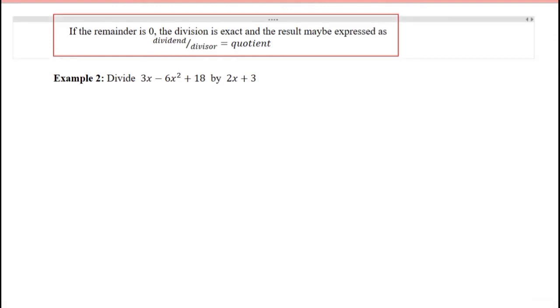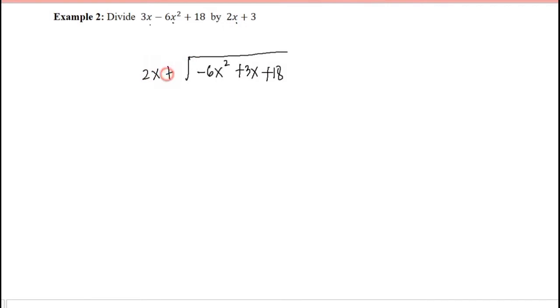the quotient. So let's solve this example number 2 here. We are asked to divide 3x minus 6x squared plus 18 by 2x plus 3. So what we are going to do here is the long division. Okay, so we are going to make use of the long division. As you can see here, x comes before x squared. So the first thing we do is to rearrange the equation. So that's negative 6x squared plus 3x plus 18. So our exponents should be decreasing. Divided by 2x plus 3.